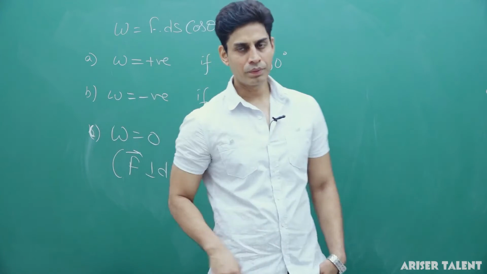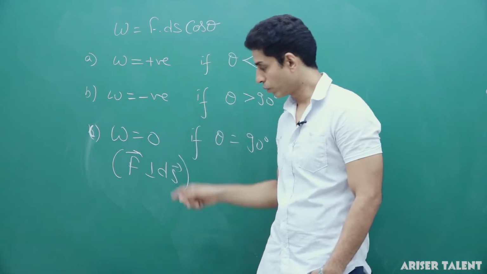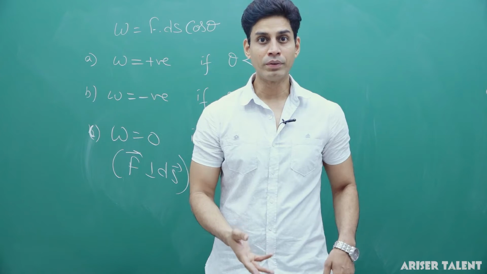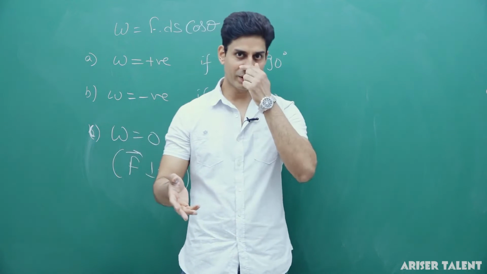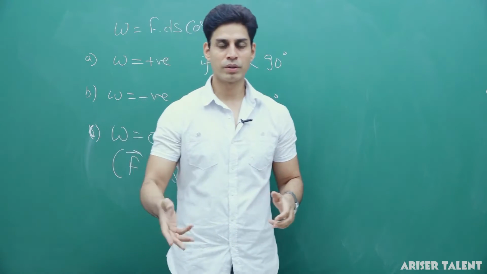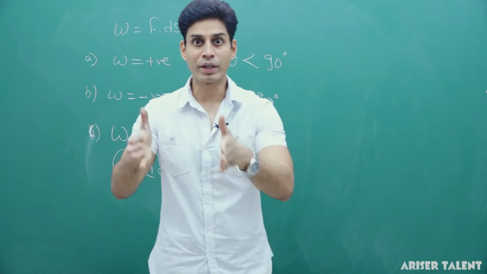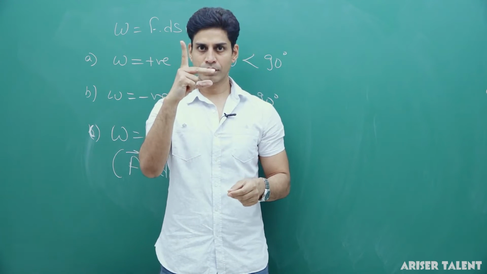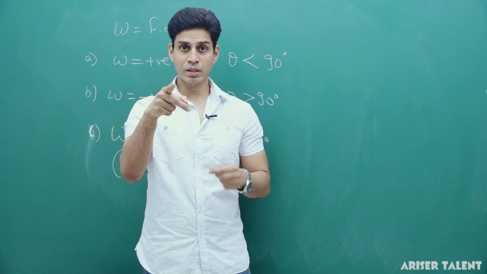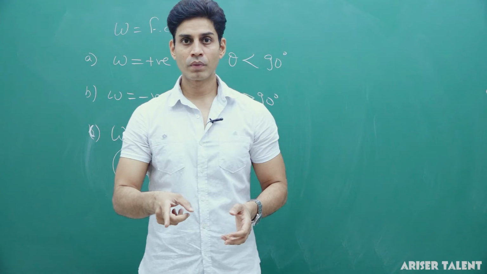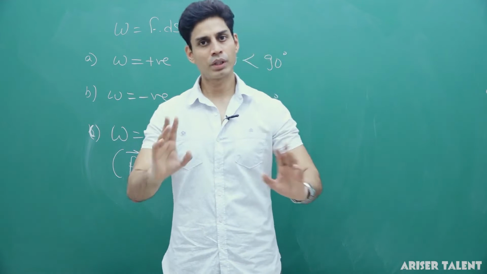Actually, the most common example of this 0 work, which everybody has already heard about, is the work done by a coolie. When the coolie is lifting your luggage, he is applying a force like this, upward, and walking straight. This is the direction of displacement. Then the angle between them is 90, and cos 90 is 0. So the work performed by the coolie in shifting your luggage from one place to another is 0.